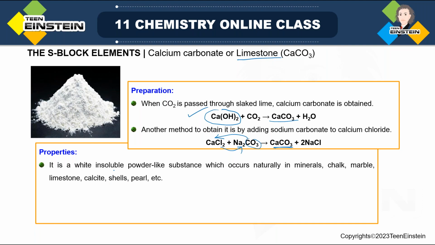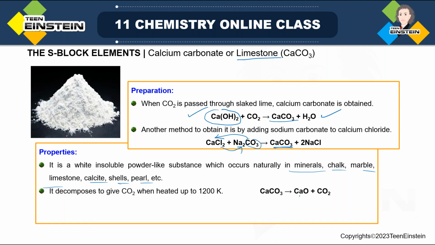Properties: how it appears, it is a white, insoluble, powder-like substance. So water solubility is not good, which is why we see a milky appearance in this first reaction. So it is not soluble. And this powder-like substance occurs naturally in minerals: chalk, marble, limestone, calcite. That is why it is called limestone; it is also found in shells, pearls, etc.